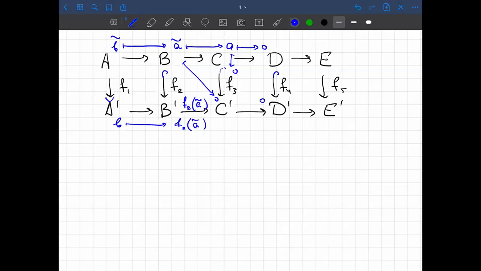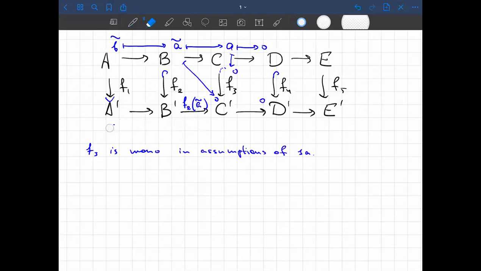Okay, cool. We have checked that F3 is mono under the assumptions of 1A. So now we want to use the same arguments to solve problem 1B.